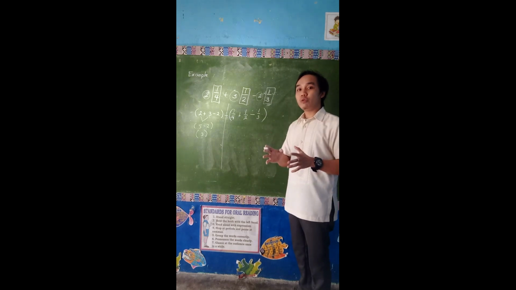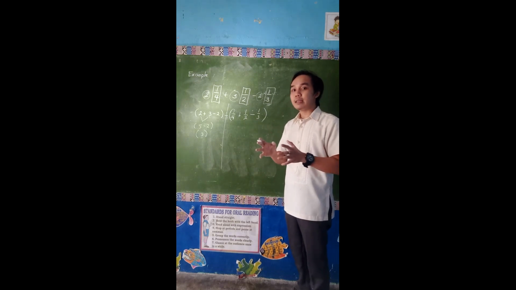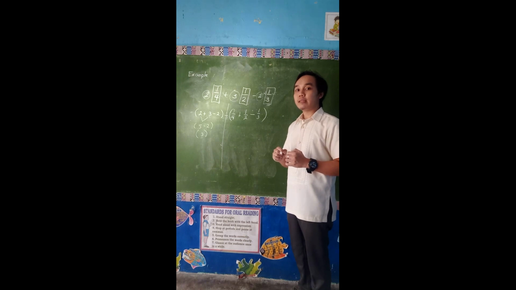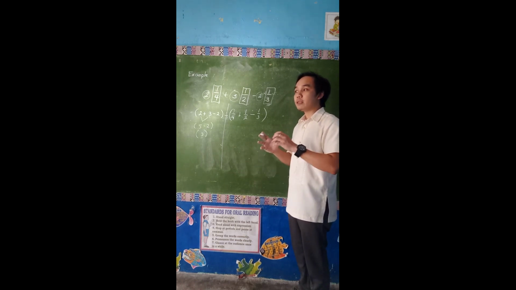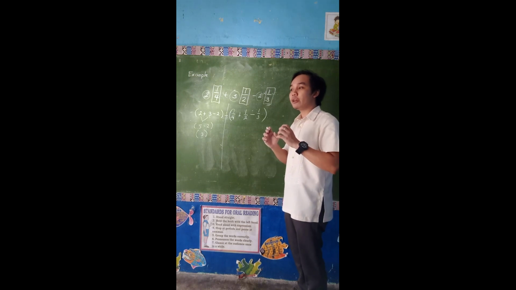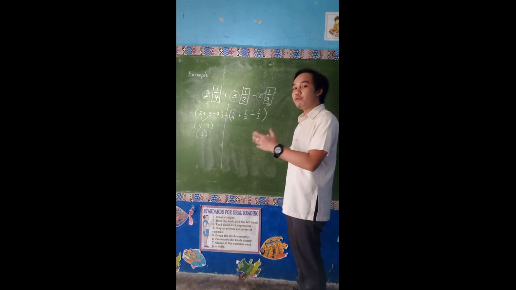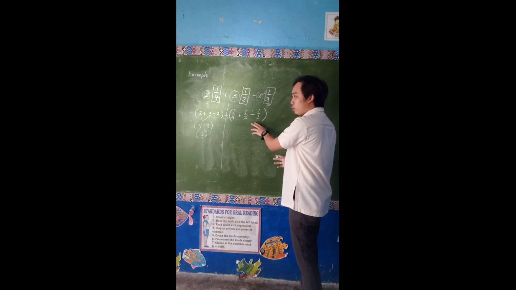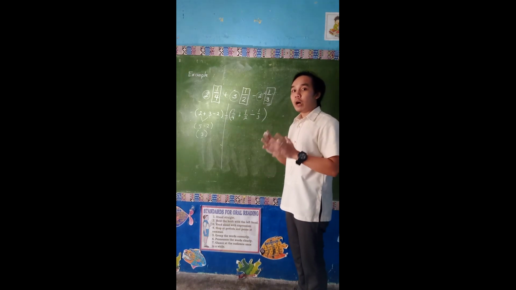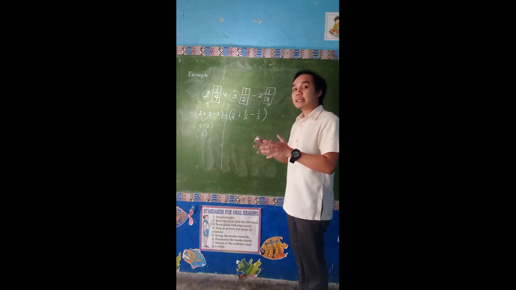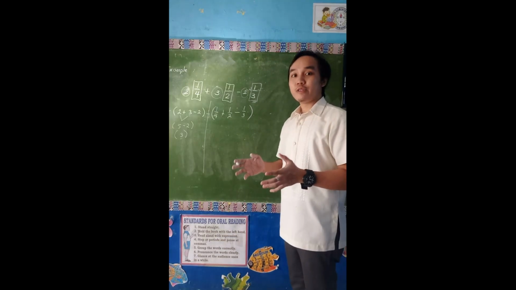So what we're going to do is to find their LCD. When we are talking about LCD, that is least common denominator. Meaning to say, that is a particular number that can be divided by our denominators, which are 4, 2, and 3. So what we can do is to use the listing method. How are we going to use the listing method?